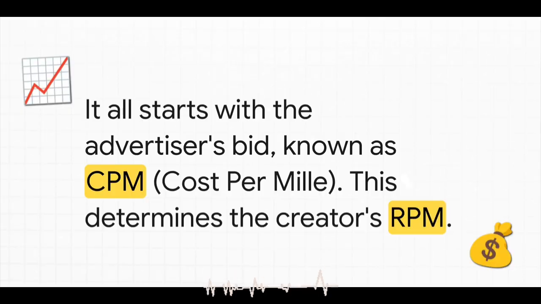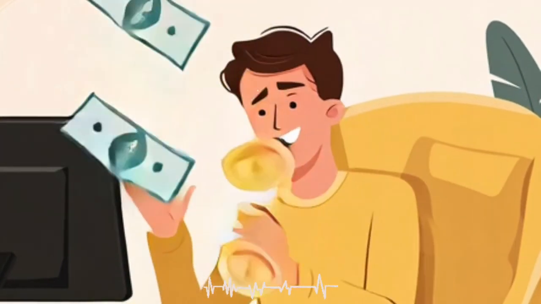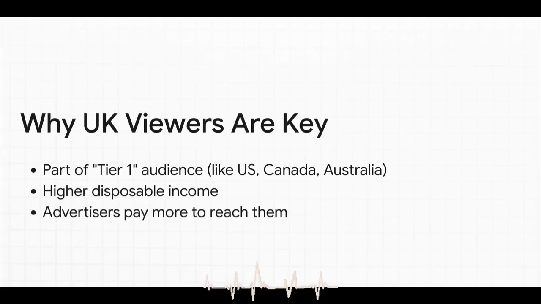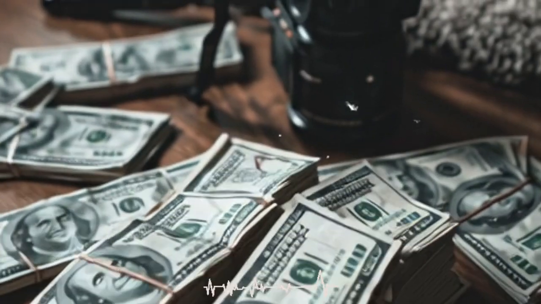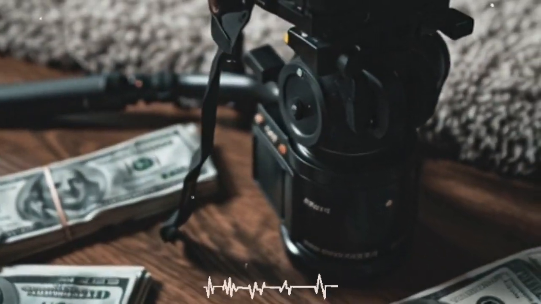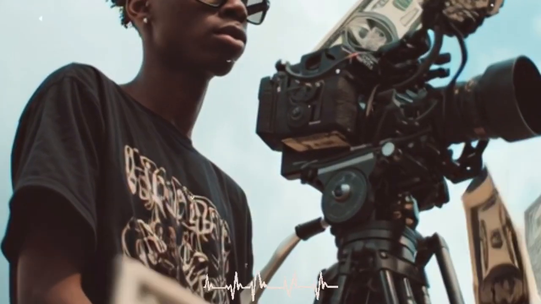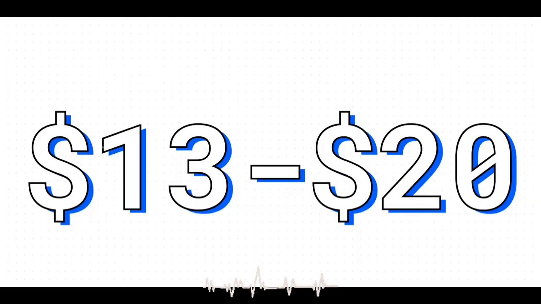So what makes advertisers want to pay more? First up, the audience's home turf. Viewers in the UK are considered what's called a Tier 1 audience. This is the same top category as audiences here in the US or in Canada and Australia. It basically means they tend to have more disposable income, which makes them a super valuable target for advertisers who will pay a lot more to reach them. And how much more are we talking? Well, a typical CPM for the UK market is often somewhere in this pretty impressive range, between $13 and $20. So even before YouTube takes its cut, advertisers are already putting a premium on that British audience.